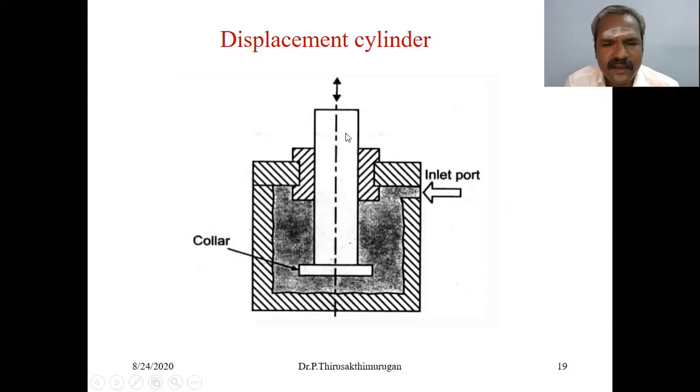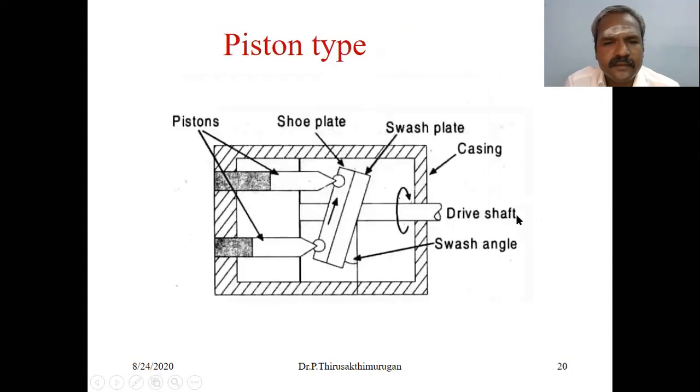So this is a displacement cylinder. This is another type where, instead of a piston, a collar type arrangement is used. This is the piston type. The robo actuator is attached at the drive shaft here, at this end, the shoe plate and this. So this comes under the piston type.